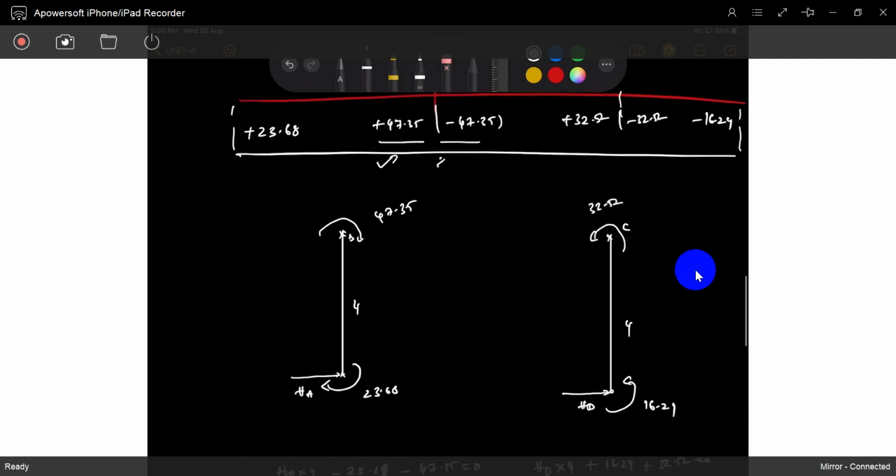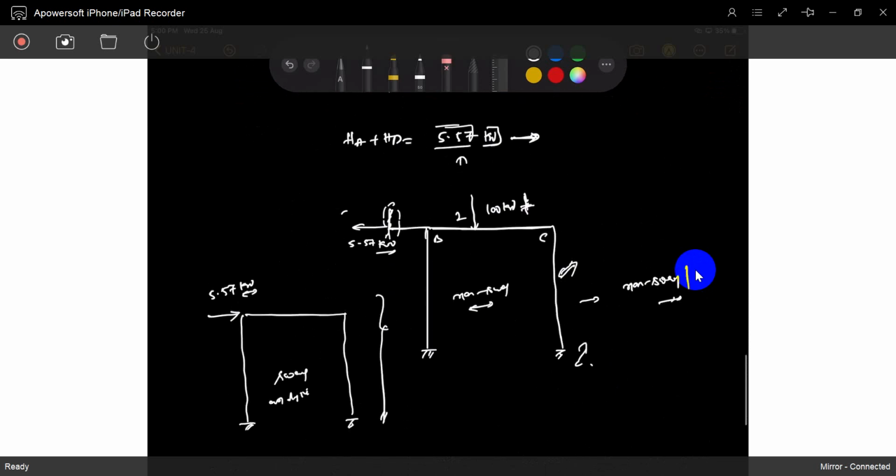For the loading of 100, we already calculated these values. For the remaining 5.57 kilonewtons of sway force, now we have to calculate the moments. Yesterday we solved it, so no need to do it again, but okay, we will do it again. For 5.57, what will we do? That is our next step.